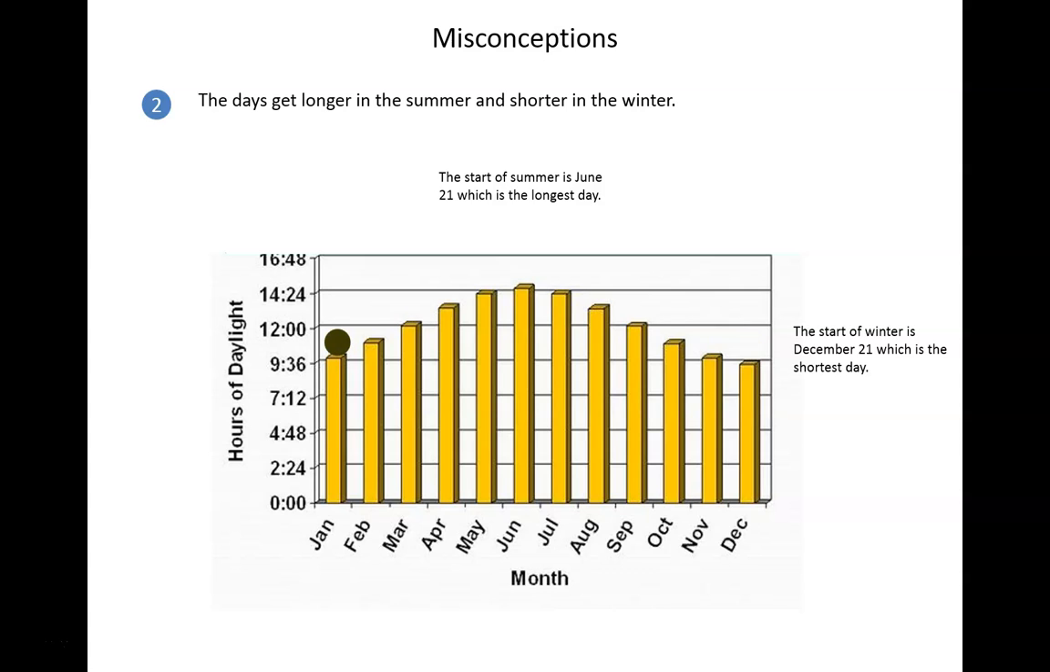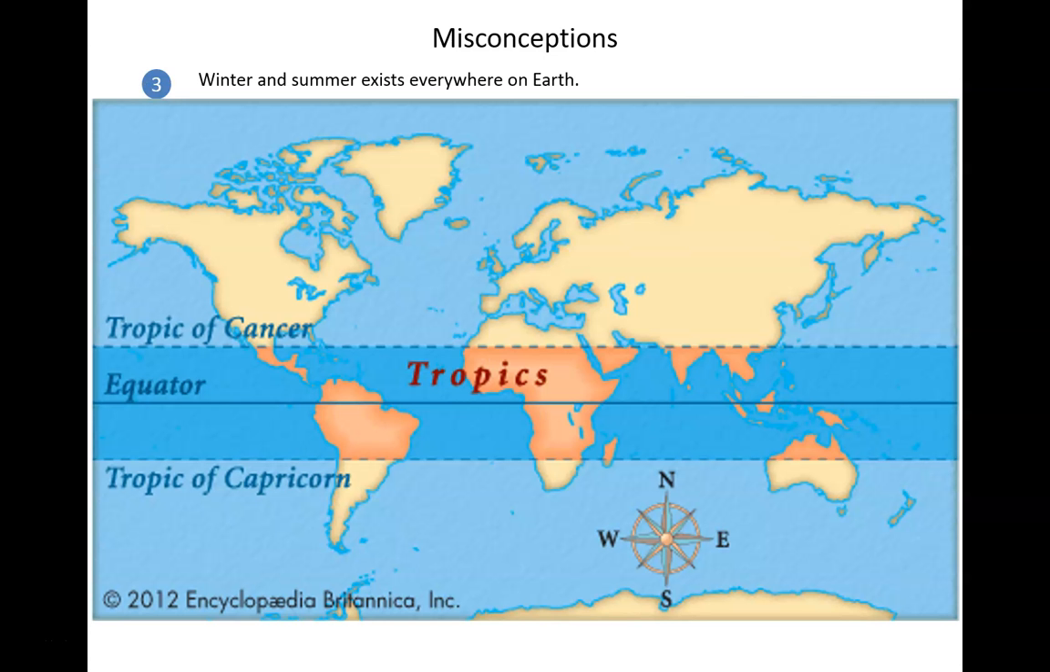As we continue through winter, notice that the number of daylight hours is increasing. So we see that although summer days are longer than winter days, they're actually getting shorter during the summer and longer during the winter. A third possible misconception is that winter and summer exist everywhere on Earth. The tropics between the Tropic of Cancer and Capricorn do not have the extremes of weather and temperatures found north and south of these latitudes.